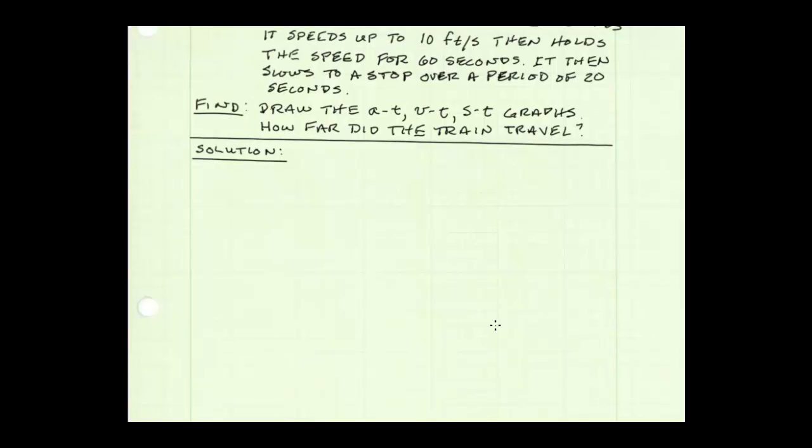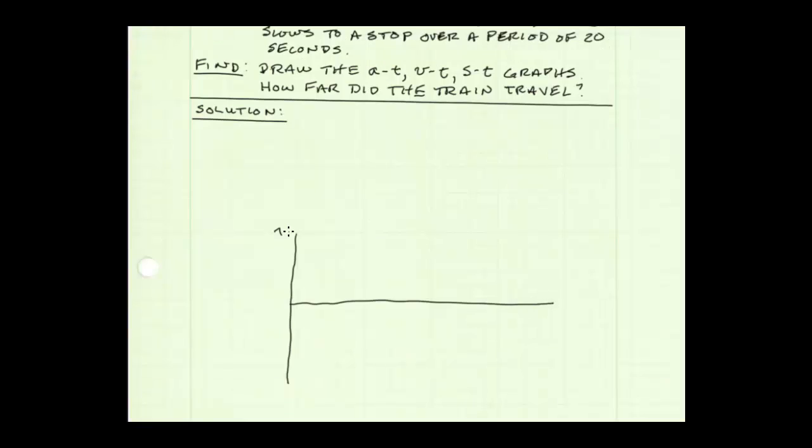Well, let's start by drawing our VT graph. I'm going to leave a little bit of space up here at the top so that we have room for our AT graph. And we'll put the AT on the top, the VT in the middle, and the ST at the bottom. So this is my velocity and my time.